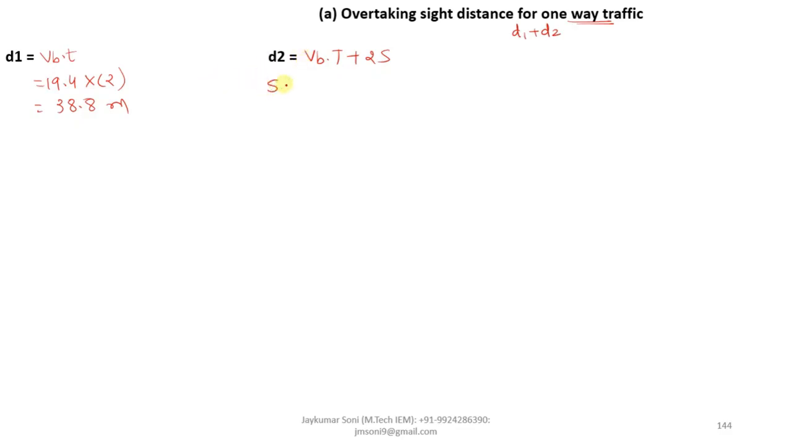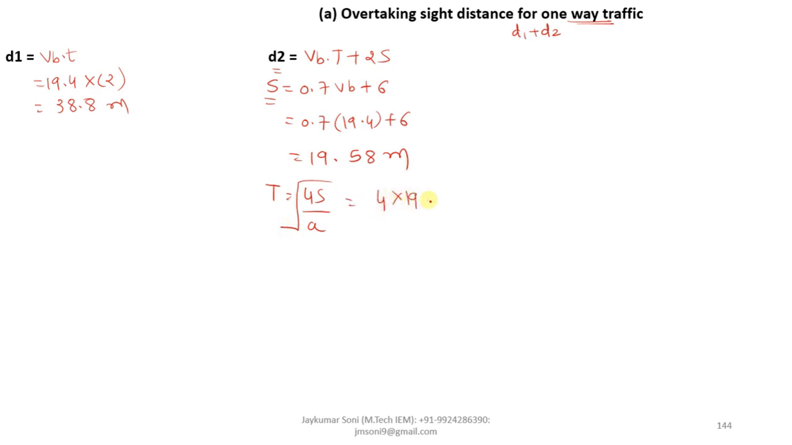Let us calculate the value of s. s means 0.7 vb plus 6. Value of vb is 19.4 and 6 means 6. It will be 19.58 meter. Now calculate t, which is the square root of 4s by a. 4s we have calculated as 19.58. We have converted the value of a into meter per second square, which is 0.69. So the value of t is 10.65 seconds.